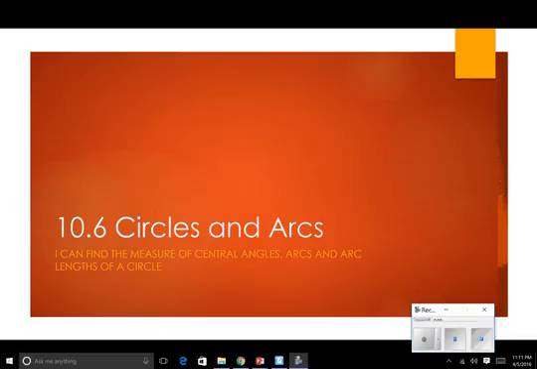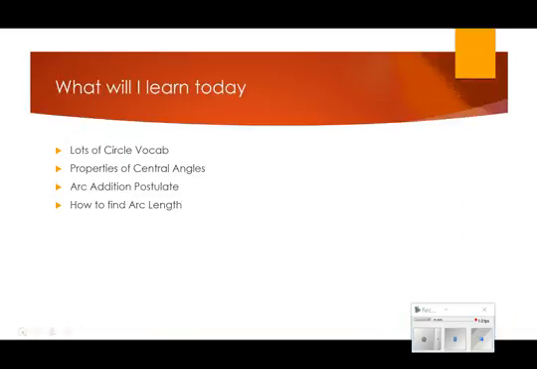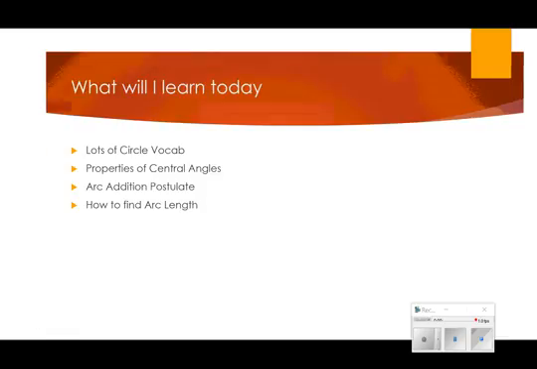We're going to start talking today about circles, and it's actually going to be in two chapters, chapter 10 and chapter 12. So I'm just calling this chapter 12, and we're going to go through it. So today you're going to learn lots of circle vocabulary. There's lots of vocab in this unit. So you might want to think about index cards for this unit, or some kind of other graphic organizer, and I can help with that for you guys. But we've got lots of vocab. We're going to learn about properties of central angles. We're going to talk about the arc addition postulate and how to find arc lengths.